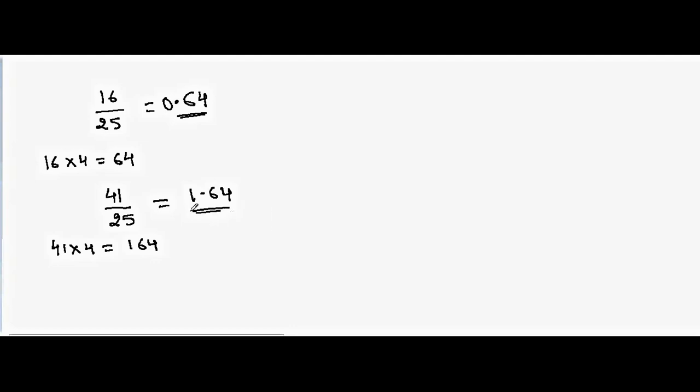As you can see, for this 41 by 25, most people would have to use a calculator for this calculation, but we can do it without taking any time, just in the mind. Same way, suppose we have 24 and I want to divide by 25. So 24 times 4 is equal to 96. So my answer will be equal to 0.96.